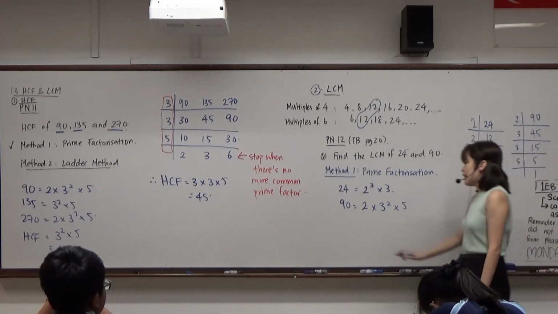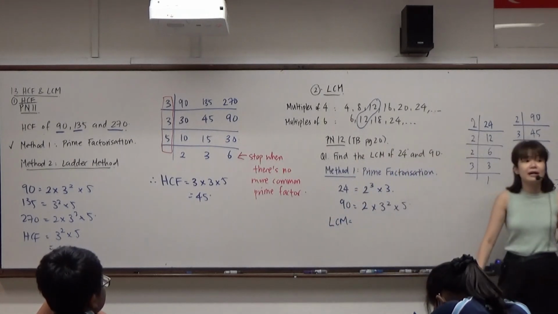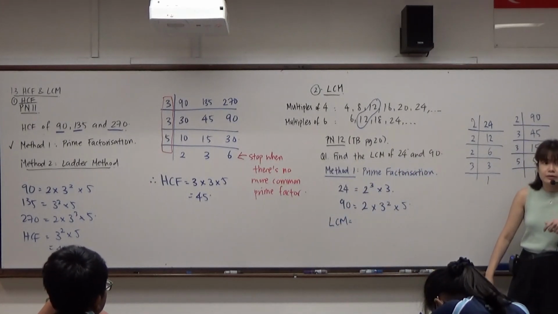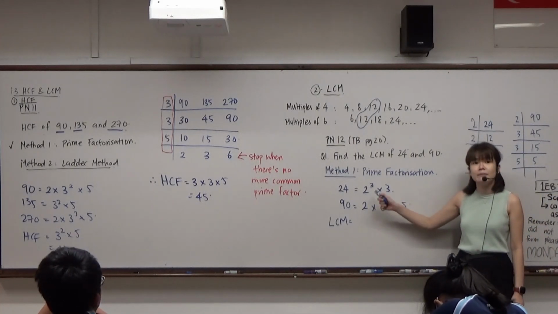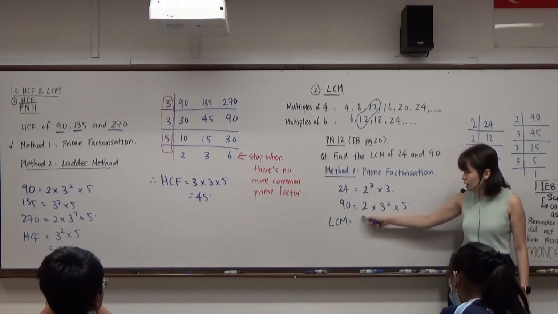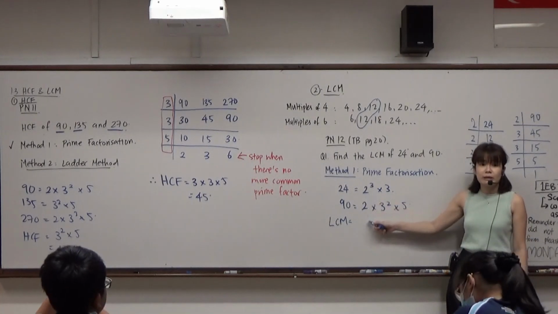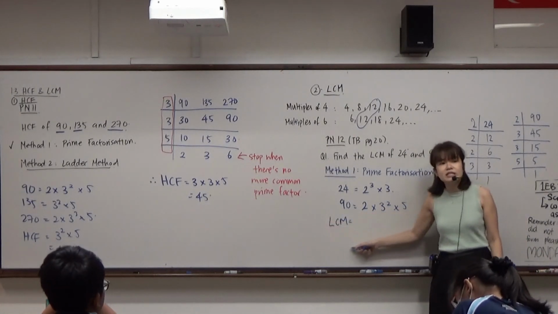Okay, now LCM, how do we find it? We know how to find highest common factor already, right? For highest common factor, we were looking at the factors that are in common. They must be in common first, then I can take out the lesser of it. Remember that? Do you remember highest common factor? Okay, so now lowest common multiple.